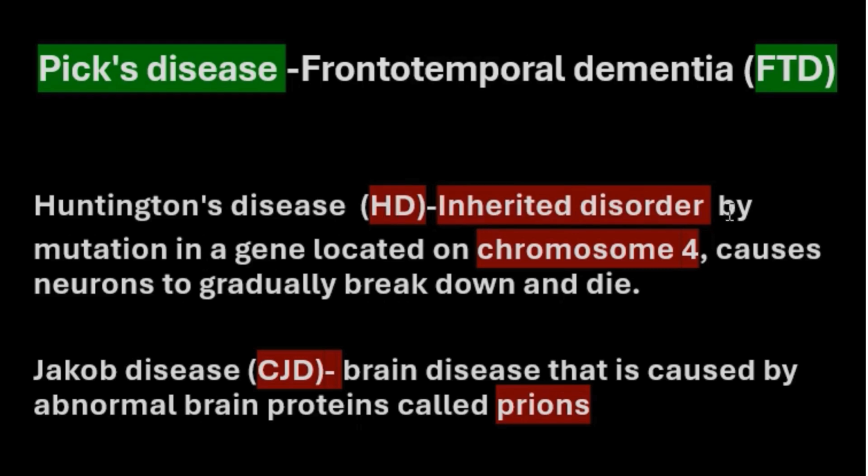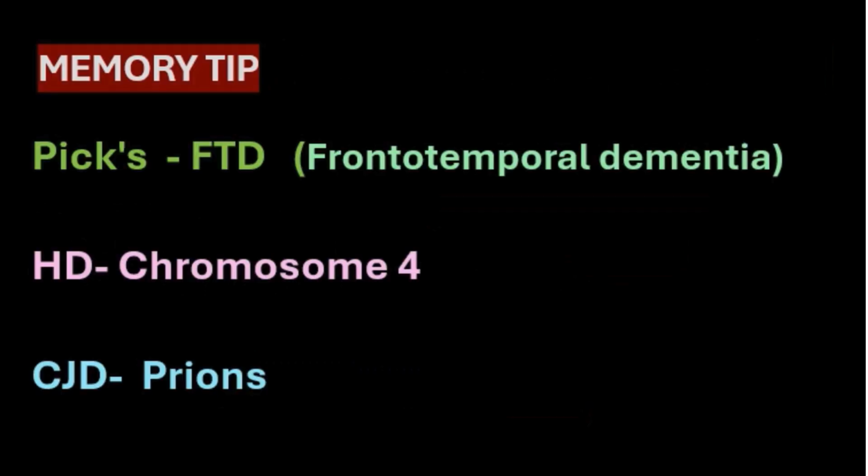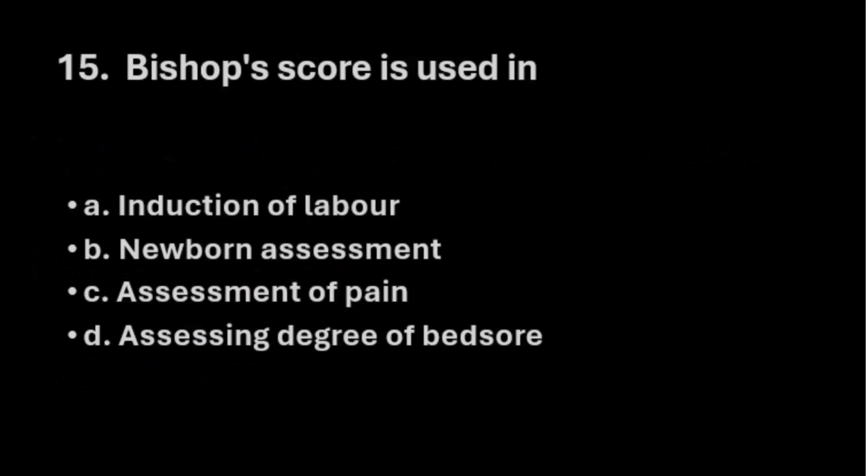Huntington's disease or HD is an inherited disorder caused by mutation in a gene located on chromosome number 4. It causes neurons to gradually break down and die. Jacob disease or CJD is a brain disease that is caused by the abnormal brain protein called prions. The tip is given here for your memory in exam hall. Pick's, FTD, frontotemporal dementia. HD, chromosome 4. Huntington disease is for chromosome number 4. It's an inherited disease. CJD, the Jacob disease, is by the prions. It is by the protein prion.